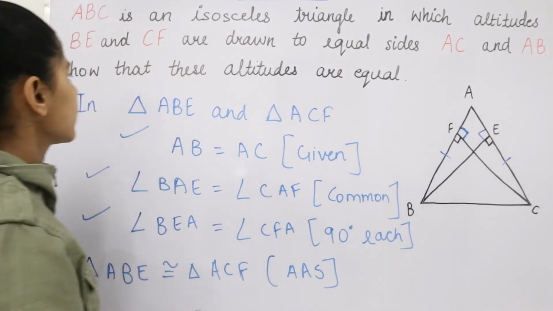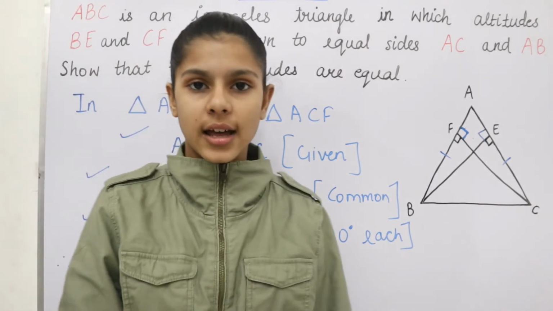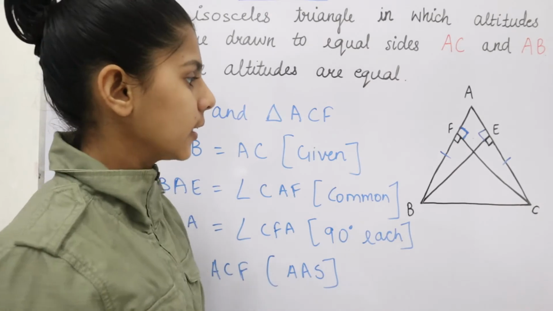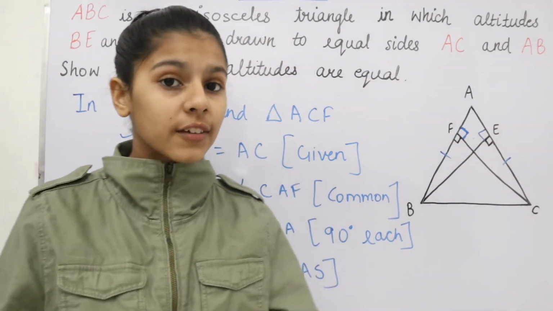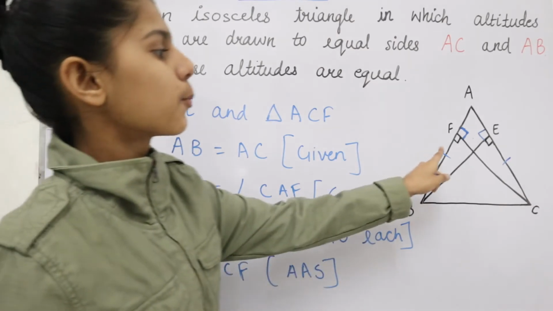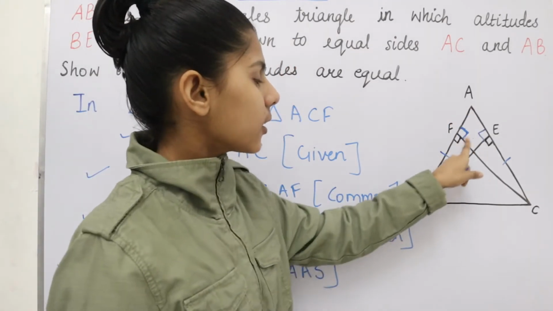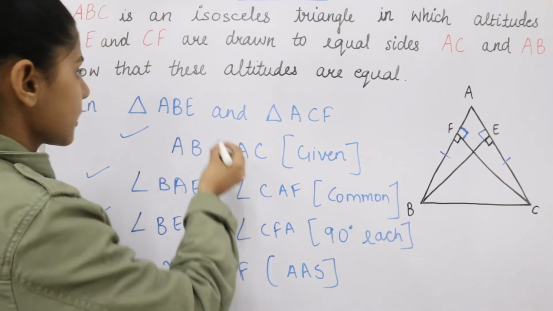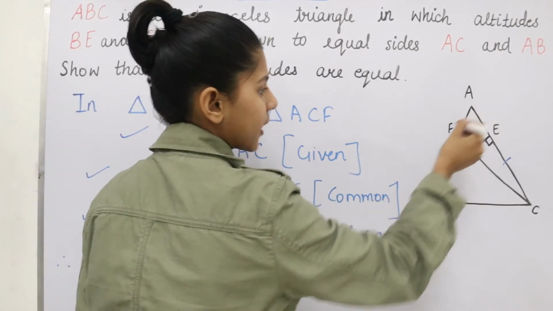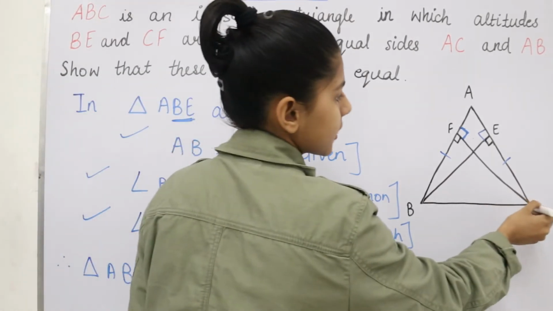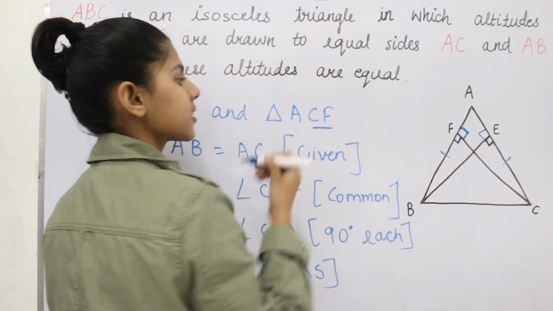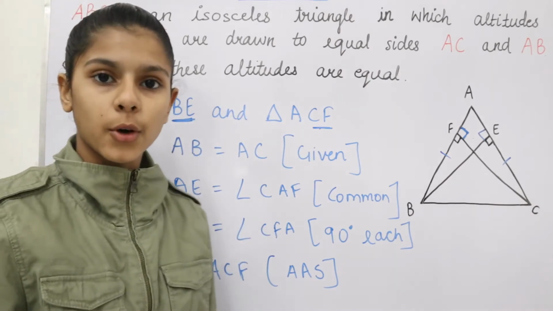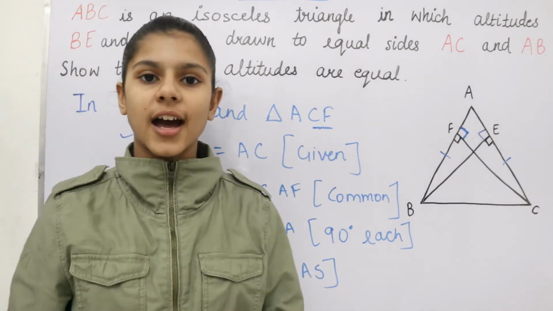But the question is asking that we show these altitudes are equal. The question is actually saying that we have to prove the altitudes BE and CF equal. So how will they be equal? Just now we have proved that both these triangles are congruent, and in both these triangles the sides BE and CF are there. In this triangle, here is the side BE, and in this triangle, here is the side CF. So if we have proved these both triangles congruent, then the sides BE and CF will also be equal, and BE and CF were our altitudes.